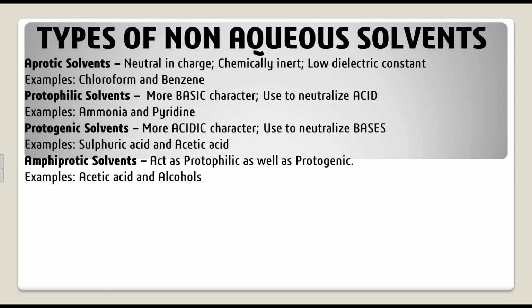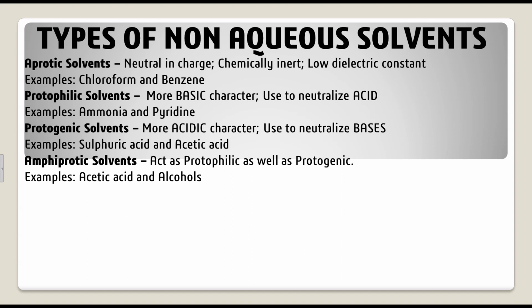Now, we need to know what types of non-aqueous solvents there are. What are the different types of solvents in non-aqueous titration? Number 1, aprotic solvent. Basically, it is neutral in charge, chemically inert, with a low dielectric constant. For example, chloroform and benzene you can take for aprotic solvent. You cannot divide this. There is no polarity. You can't find it in chloroform and benzene.